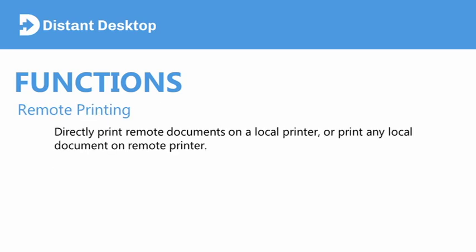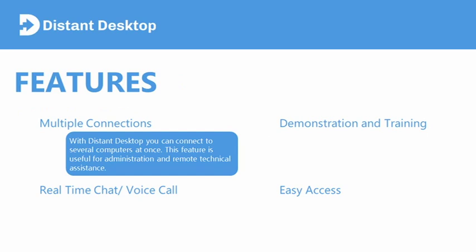The third function of distant desktop includes remote printing. Directly print remote documents on a local printer or print any local document on the remote printer using distant desktop. Now, let's move on to the features of distant desktop.